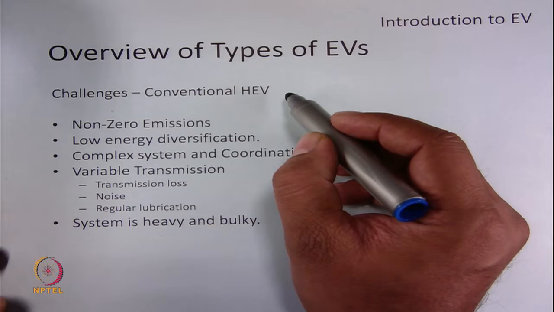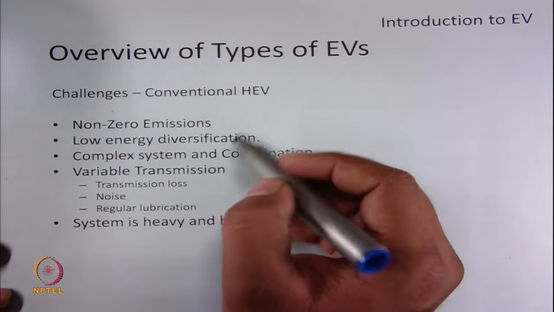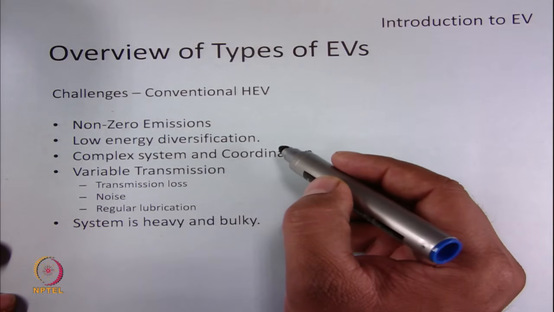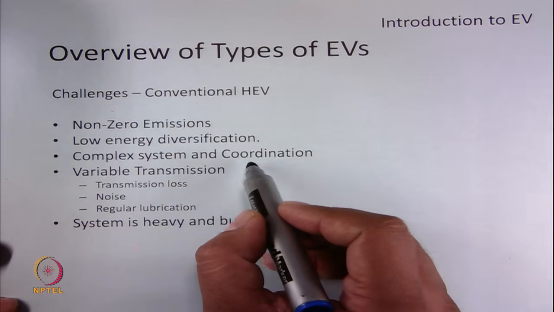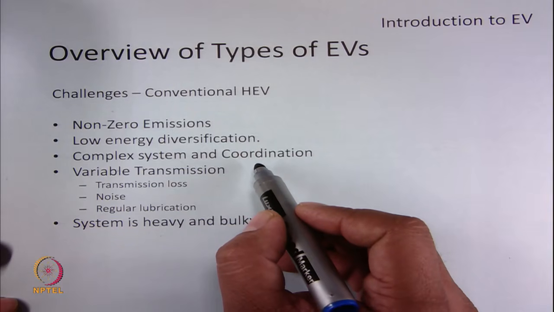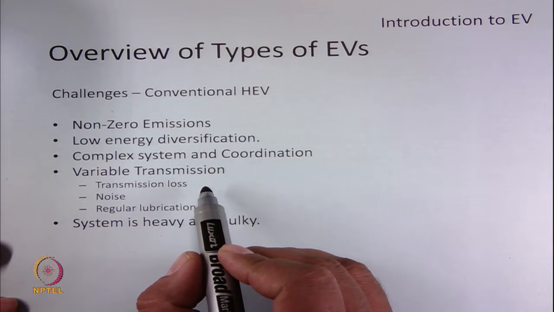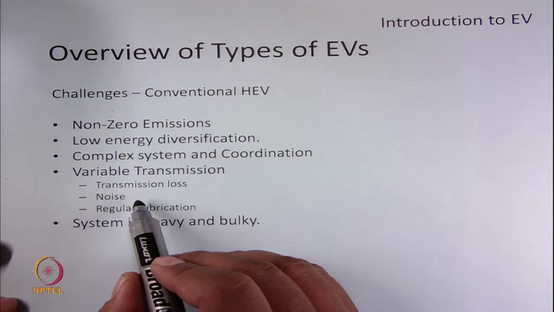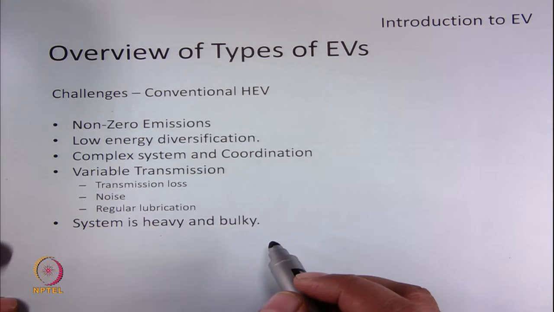A conventional HEV suffers from non-zero emissions and low energy diversification, as we know that it can be only refueled using oil and natural gas. The system is very complex and it requires a lot of coordination to achieve fuel economy. It requires a device called variable transmission system, which has its own losses. It creates a lot of noise and it requires regular lubrication. The system is quite heavy and also bulky.